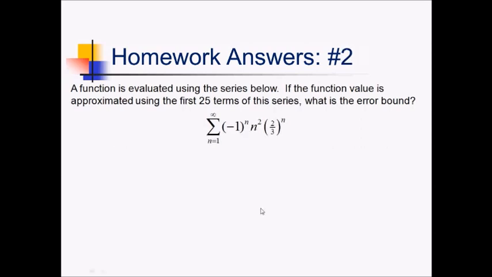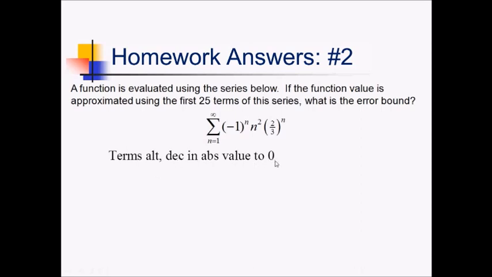For this problem, a function is evaluated using this series and approximated using the first 25 terms of it, so we want the error bound for that approximation. Okay, well, we have an alternating series, this -1 to the n power, and believe it or not, this is also one that decreases in absolute value to 0. The n squared is pretty impressive, but 2/3 to the n exponential decay here is going to outstrip the quadratic growth. So this actually gets smaller and smaller as you go further out for n values. So we have an alternating series decreasing in absolute value to 0.